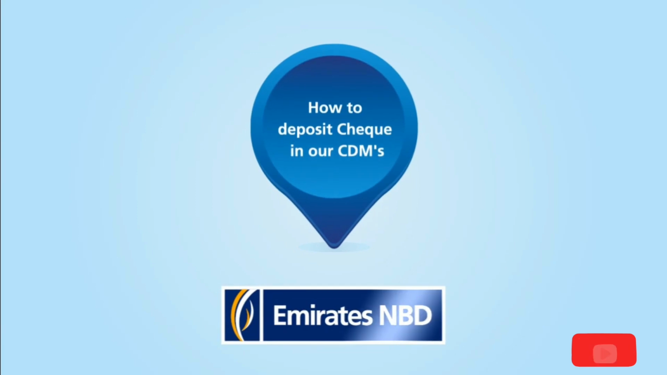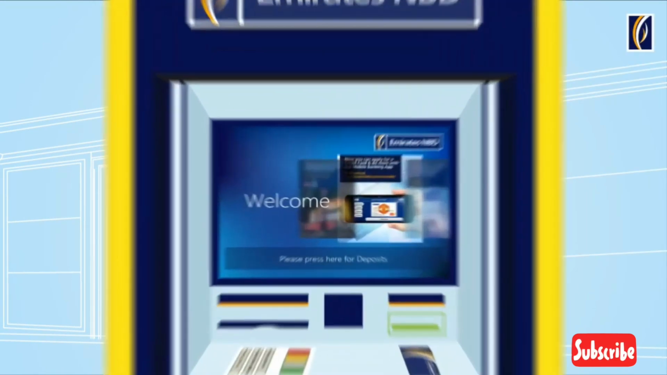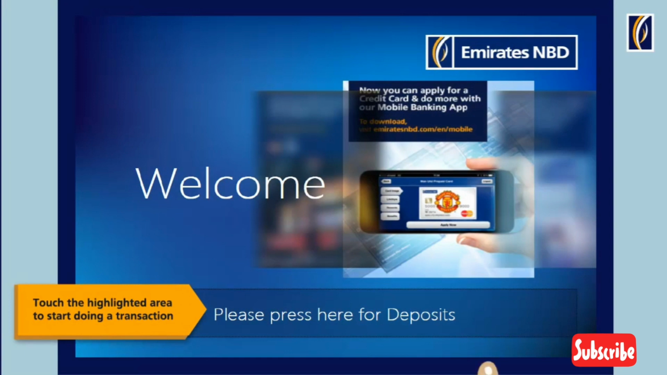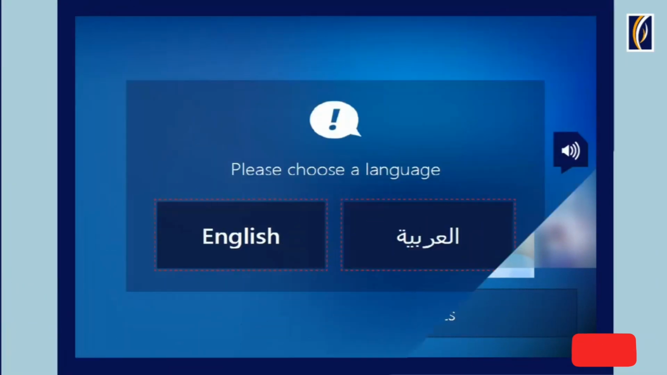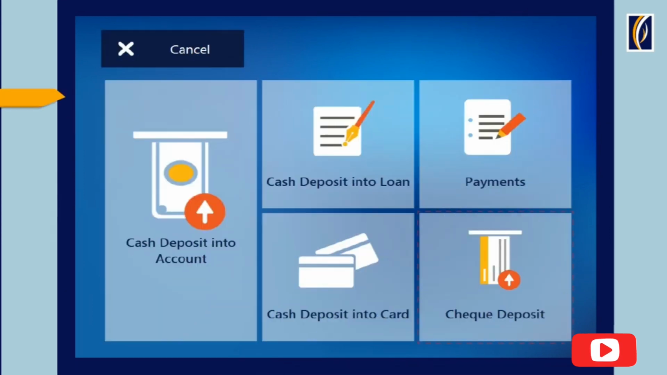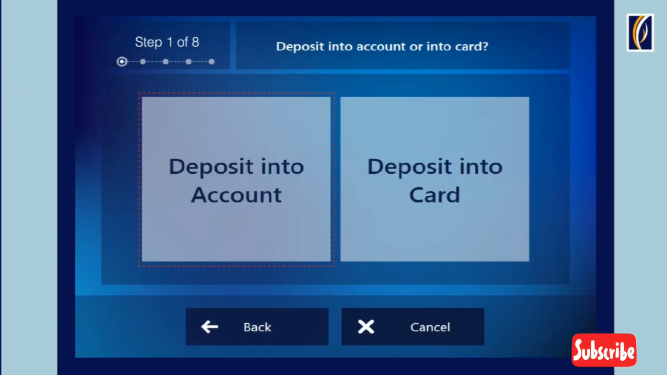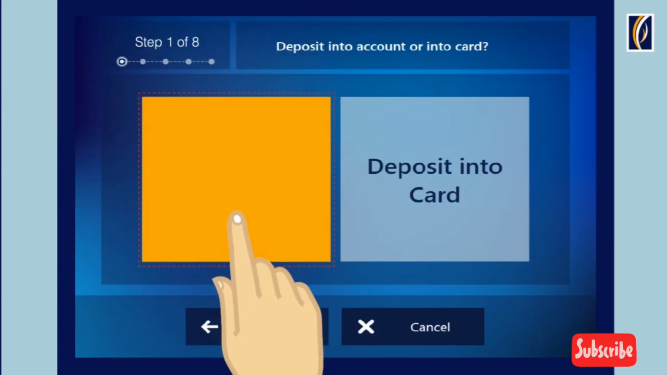How to deposit check in our cash and check deposit machines. Easy banking with Emirates NBD. Visit your nearest Emirates NBD CDM. Touch the highlighted area to start doing a transaction. Then, choose your preferred language. You can deposit check into account or card. Select accordingly. Select Check Deposit to Account or Card.